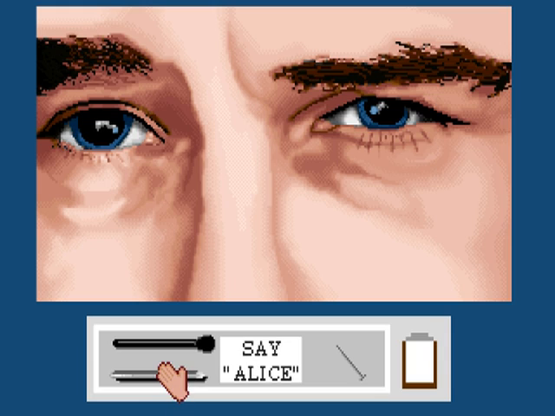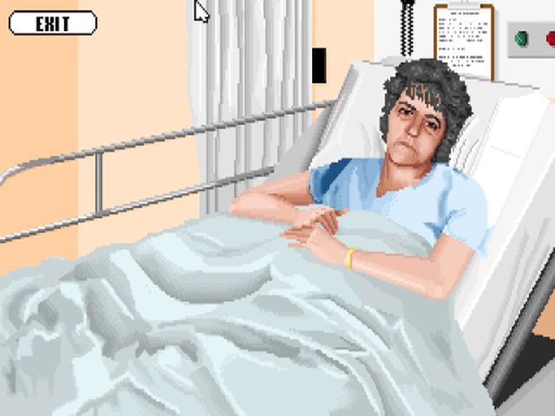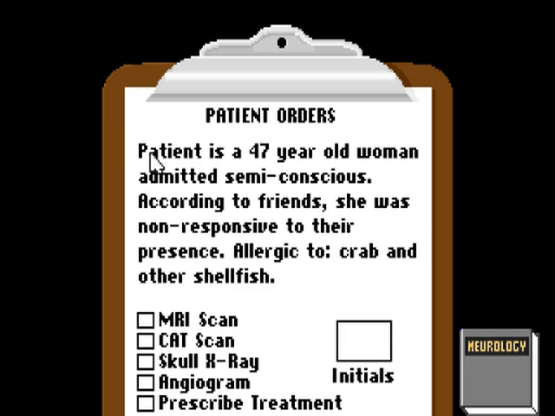So let's try testing the pupil dilation. They are already dilated and they will not go back down. So let's check out the chart. Abnormal dilation in the left and right eyes. No light reaction in the left and right eyes. Slurred speech? No. So here's what we do. Start by reading her chart.